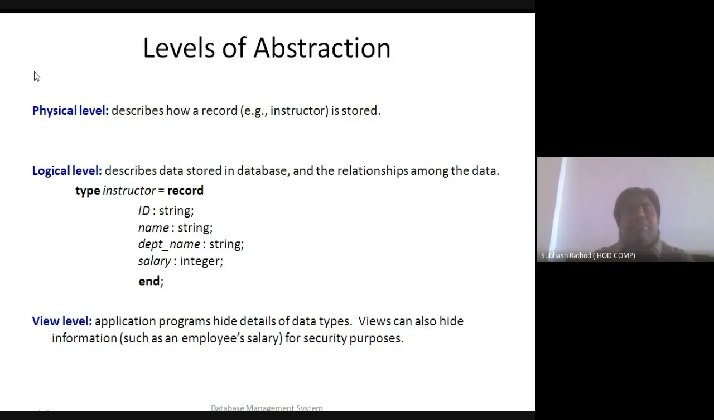We have a DBMS system, say a university database system, and with that example we can describe these three levels. On the application level, the user interacts with it. You are the user and you want to access your result. You can access the university portal, enter your seat number and your password, and you will get the result. You are at the view level.